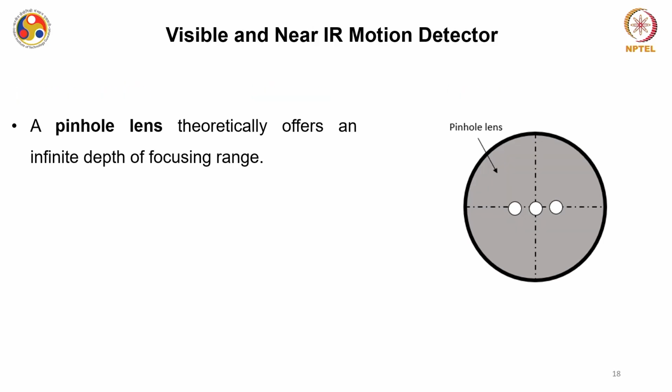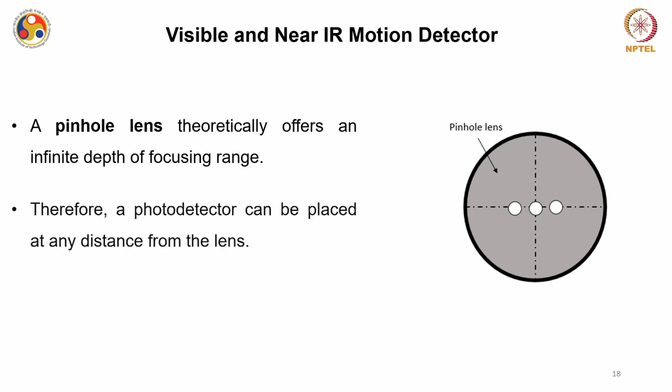So these three things are essential to have a visible or near IR motion detector. For construction this is essential. A pinhole lens, which I have just talked about for focusing, theoretically offers you infinite depth of focus. So you have actually infinite depth of focusing range.